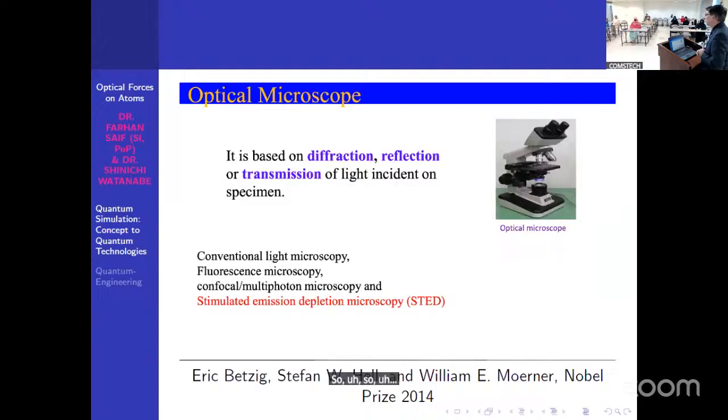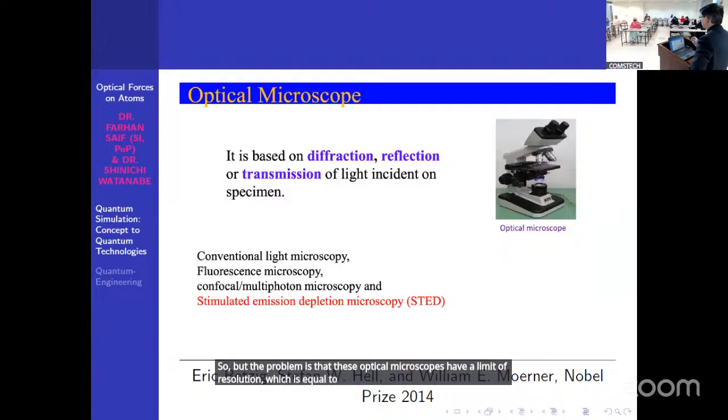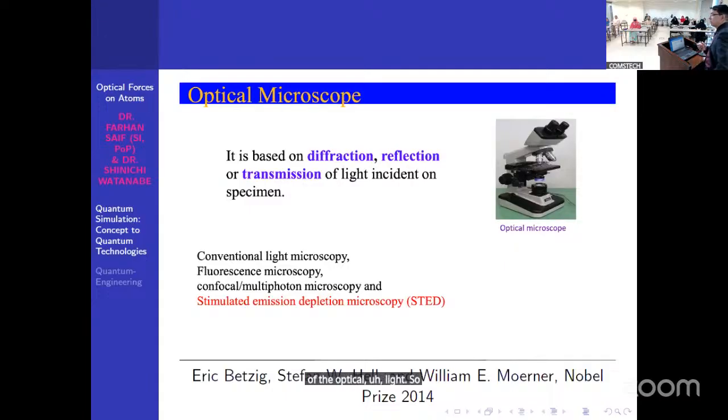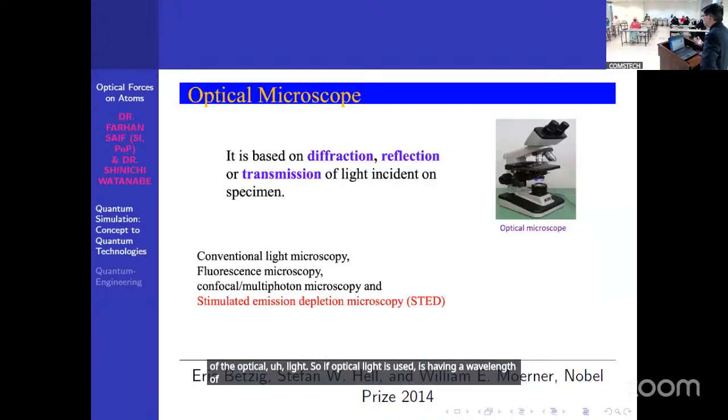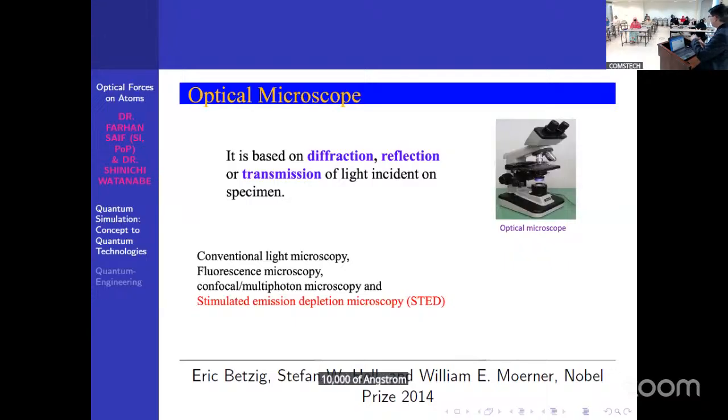Then we have the optical microscope, which sees an object, a sample, directly. But the problem is that optical microscopes have a limit of resolution, which is equal to the wavelength of the optical light. So if optical light has a wavelength of a micrometer, 10,000 angstrom, we cannot see below that. This gives a natural limitation in using optical microscopes.